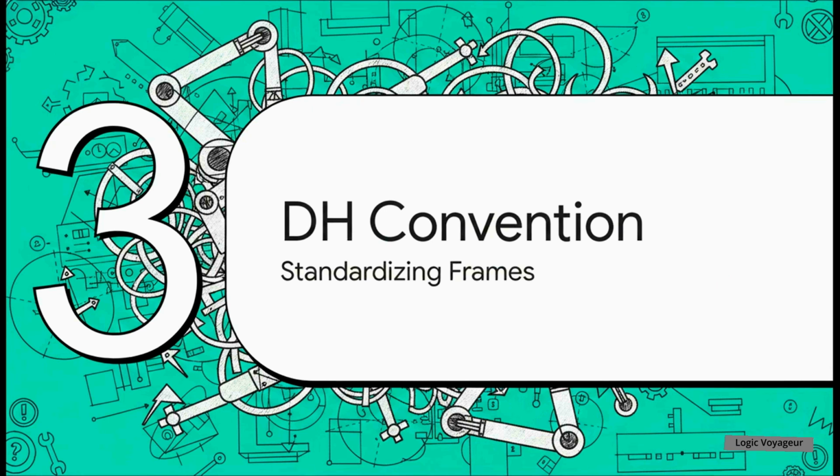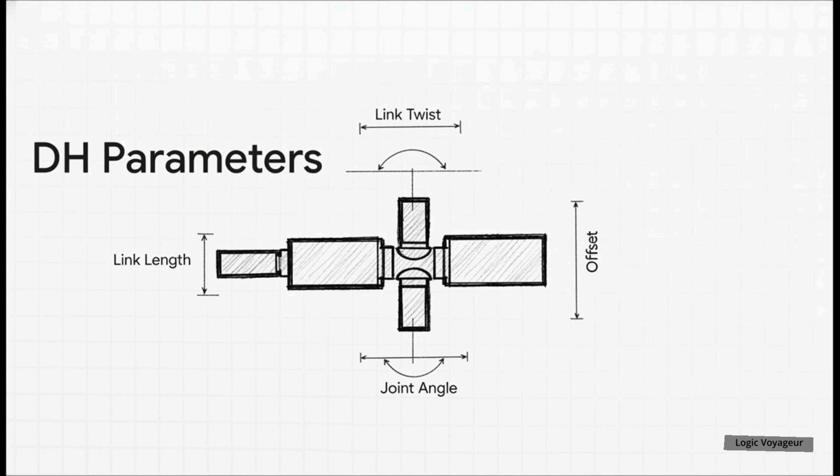Which brings us to Section 3, standardizing with the DH convention. Because manually setting up these individual coordinate frames for complex mechanisms quickly becomes a chaotic mess. And on a factory floor, chaos means errors. To prevent that chaos, roboticists globally rely on the Denavit-Hartenberg, or DH, convention.